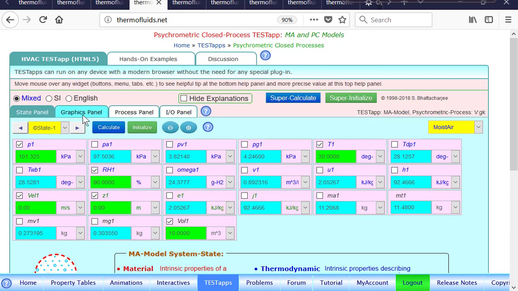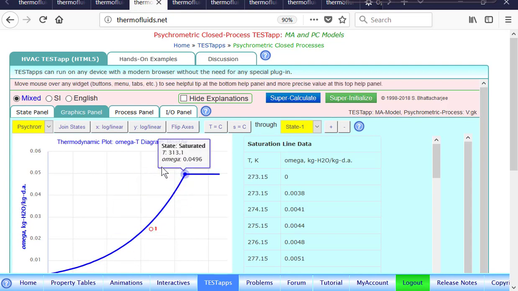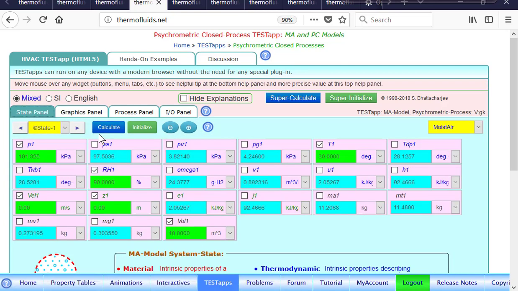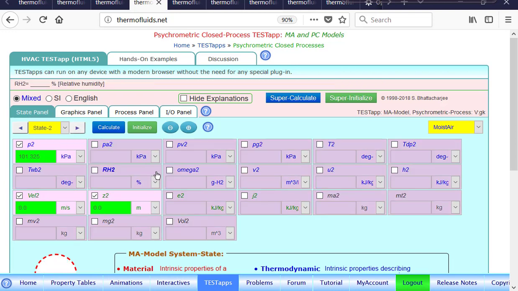In the graphics panel, you can see the state on a psychrometric chart. So for state 2, let's say we are cooling it down at constant volume. We can do that also for constant pressure later on. If it's constant volume, we cannot say the total pressure is 100 kPa because we don't know. As we cool down, the total pressure in the tank may change.